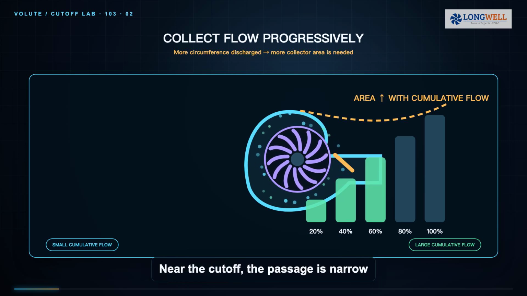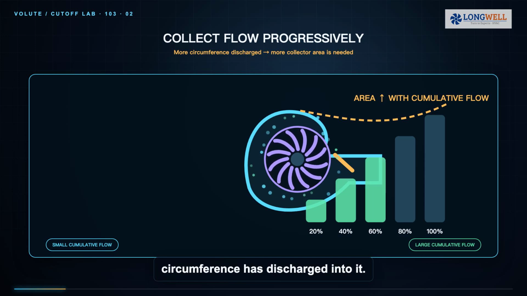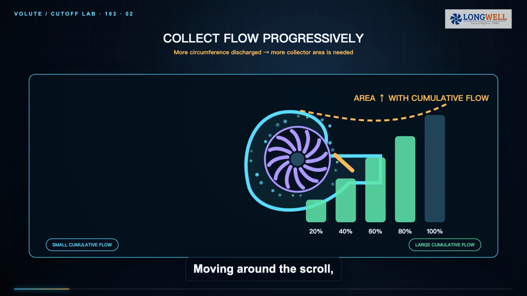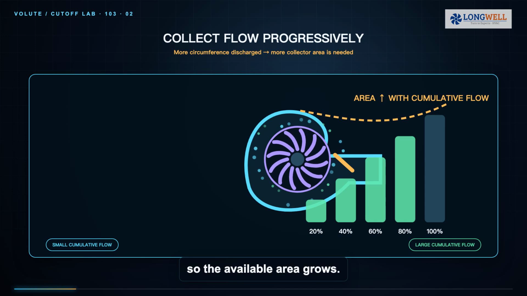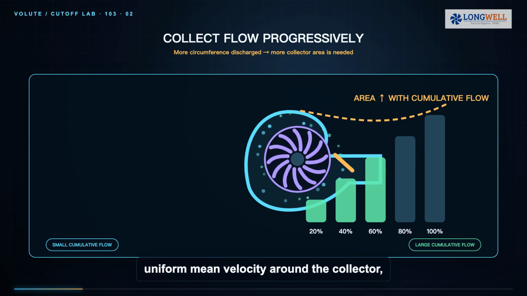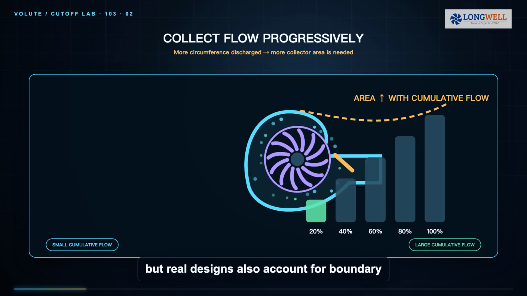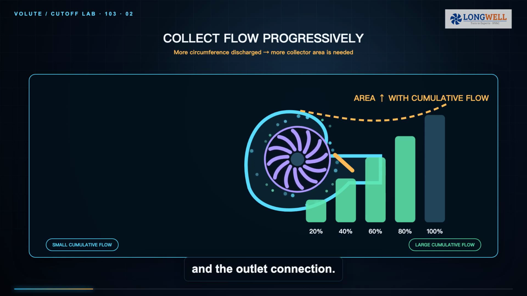Near the cutoff, the passage is narrow because only a small fraction of the circumference has discharged into it. Moving around the scroll, more blade passages add flow, so the available area grows. A useful first design idea is nearly uniform mean velocity around the collector, but real designs also account for boundary layers, leakage, width changes, and the outlet connection.